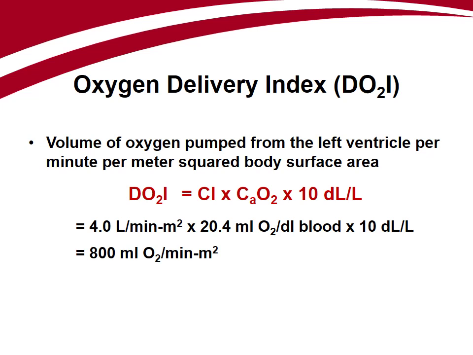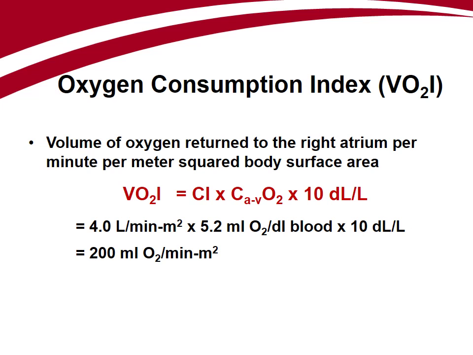Assuming a normal cardiac index of around 4 liters per minute per meter squared and a typical oxygen content of around 20 milliliters of oxygen per deciliter of blood, we arrive at an oxygen delivery index of 800 milliliters per minute per meter squared. A patient's oxygen consumption can similarly be calculated.